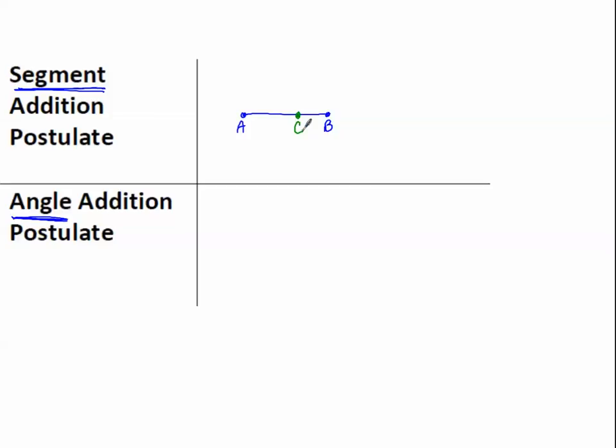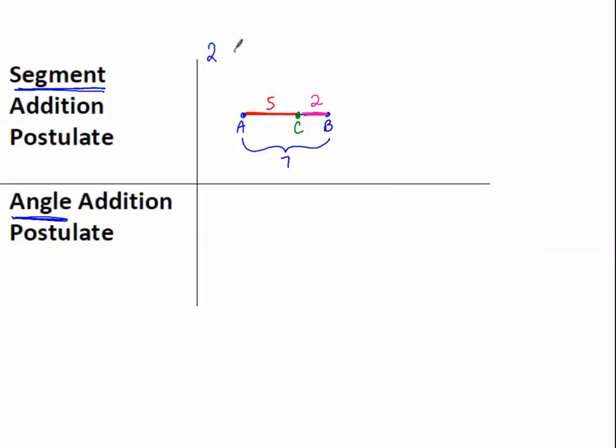Well, if I were to measure AC and know how long that was, let's say it's just 5 units of some sort, and then I were to measure CB, let's say it's 2 units, well, what does that mean about the entire length of segment AB? That's right, 7 units. How did we do that? We added the 2 smaller segments next to each other to make the one long segment.